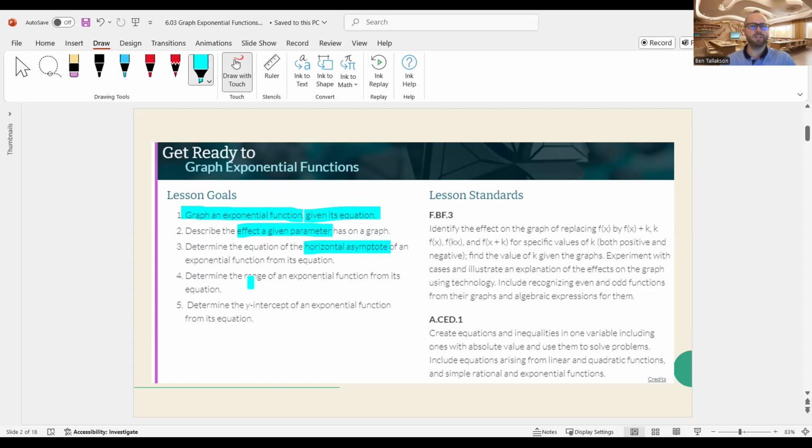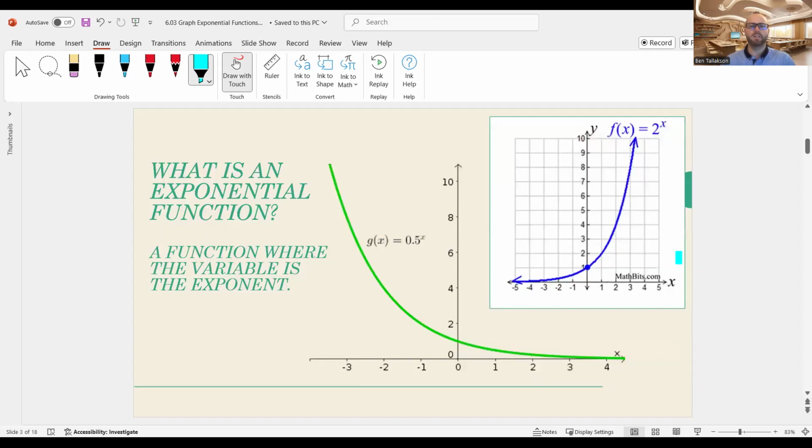Determine the range of an exponential function. We talk a lot about domain, but today we're going to talk about range, again, from its equation. And last but not least, determine the y-intercept of an exponential function, again, from its equation. We're looking at lots of equations today.